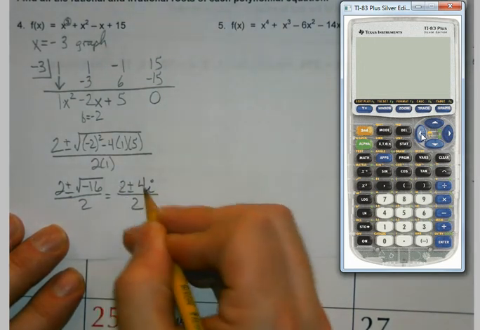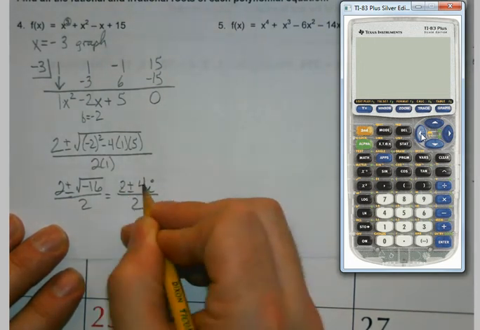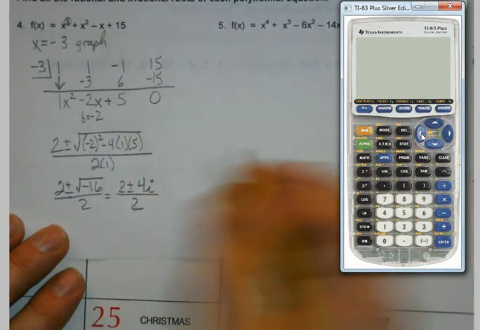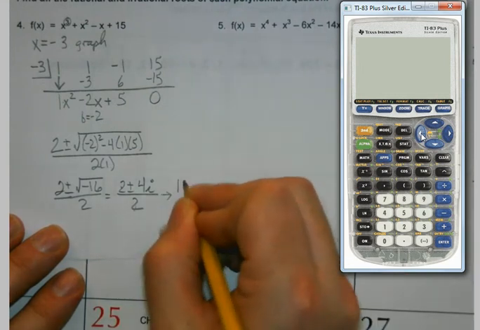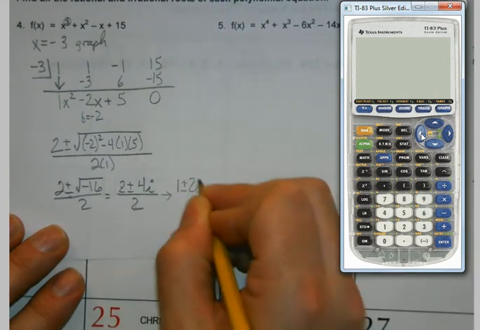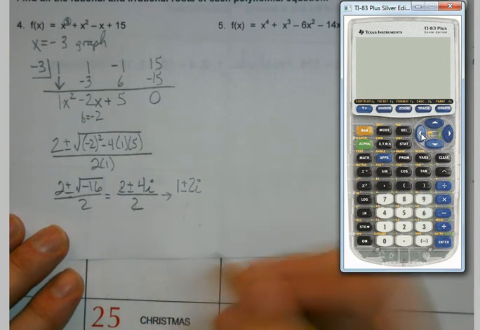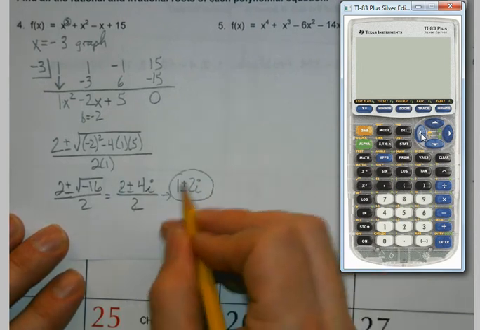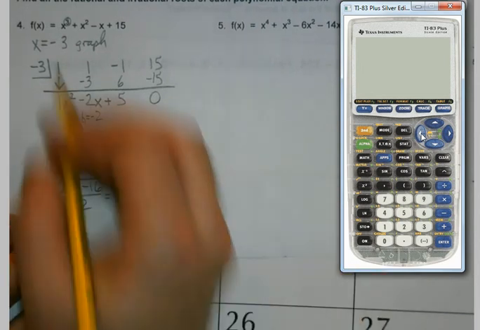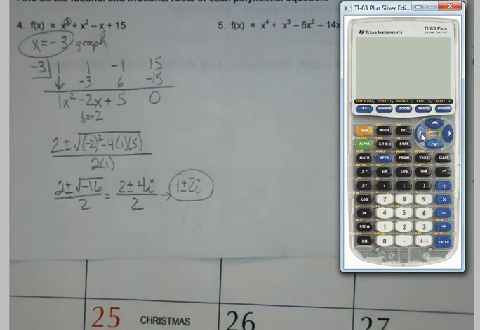If you have a common factor between all three terms, take it out. They're all divisible by 2. I could put this over 1, but I really don't have to. So there's 1 solution, 2 solutions, 3 solutions. I've got it.